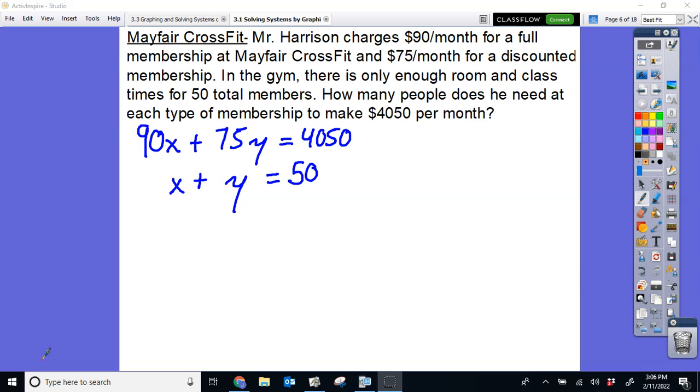Last time in class we took a look at this example from Mr. Harrison's gym, Mayfair CrossFit. He charges $90 a month for a full membership and $75 a month for a discounted membership. In the gym, there's only enough room in class times for a total of 50 members. How many people does he need at each type of membership to make $4,050 per month?